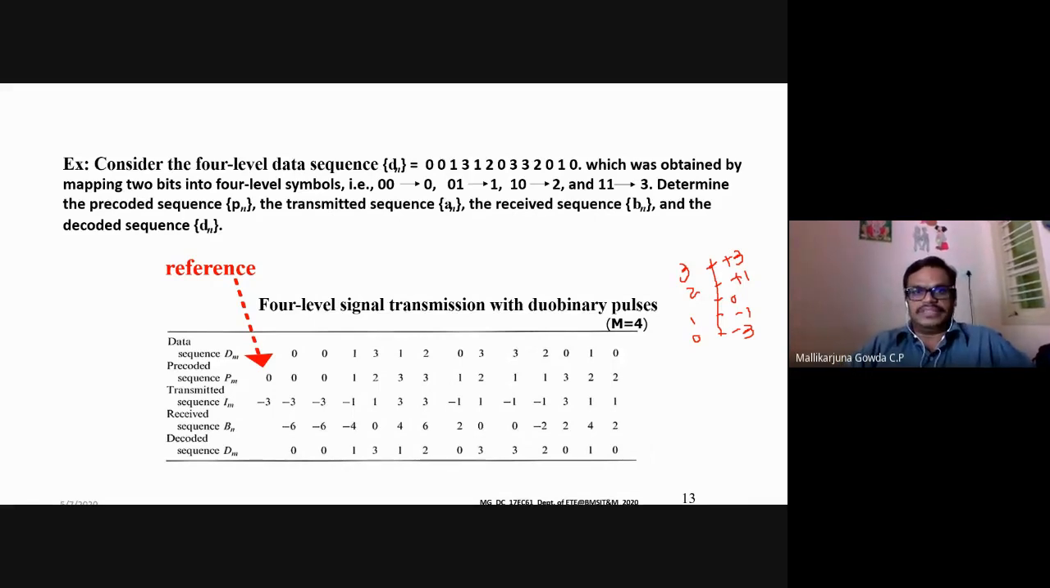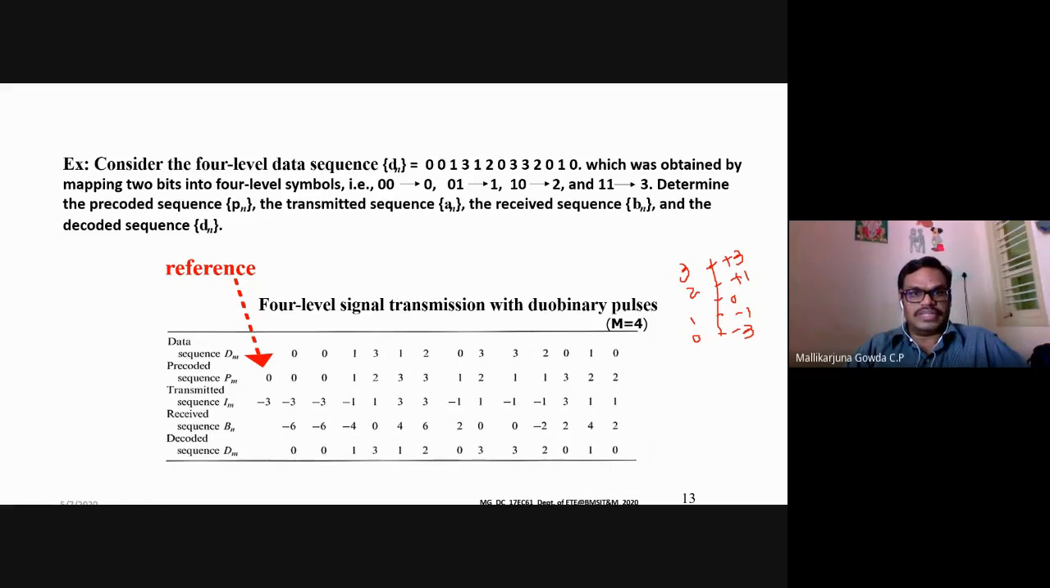So same thing. Here, as I said, the value of m will be equal to 4. So how do I represent the transmitted signal amplitude level? When the information bit is 0, I represent it with the -3 volts level. For 1 it is -1, for 2 it is +1, for 3 it is +3.